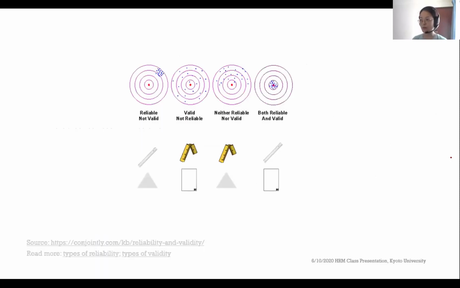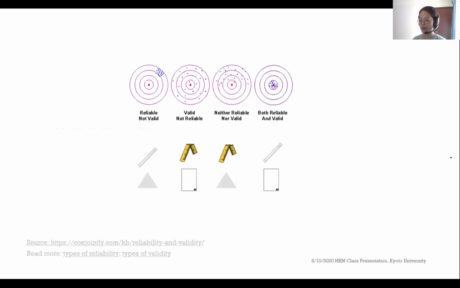If you combine these two concepts, you have four scenarios as a result when you test the psychometric properties of your measure. Let's take the first one as an example. Of course, the ideal one will be the final one, both reliable and valid. So you use the desk ruler to measure the size and length of the paper.